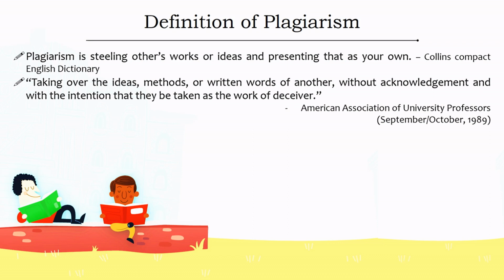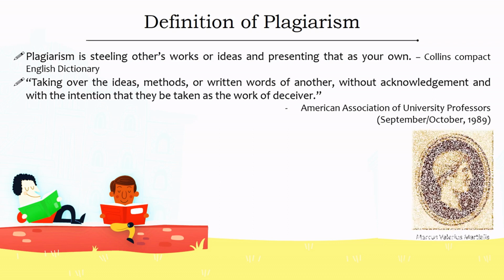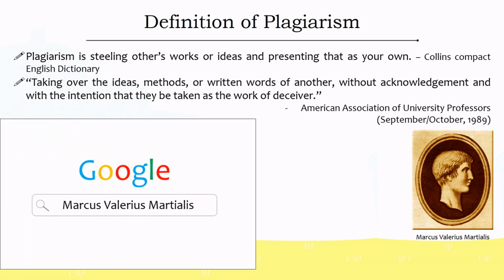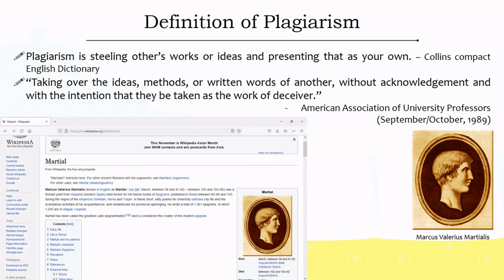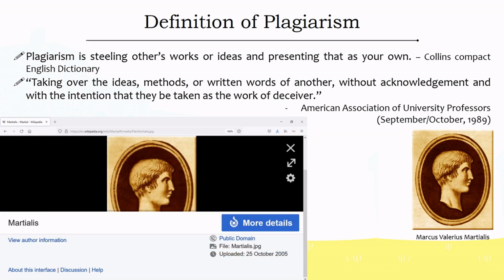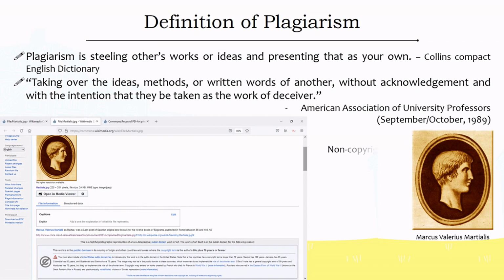Consider the example. Recently I used the picture of the Roman poet Marcus Valerius Martialis for illustration purposes. But you can see, I have not acknowledged the source. Does it come under plagiarism? What do you think? Let me explain briefly. If you search Marcus Valerius Martialis on Google, inside the Wikipedia page, you may find the picture of the poet. Upon clicking the picture, you can see that it is clearly written here, it's a public domain picture. I am zooming in for clear visibility. Due to being a public domain picture, it's a non-copyrighted picture. Hence no acknowledgement is required. Everyone has the right to use it freely. So, I haven't acknowledged the picture.